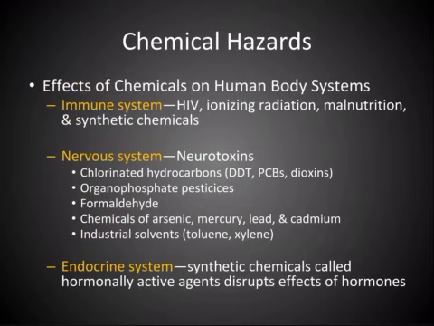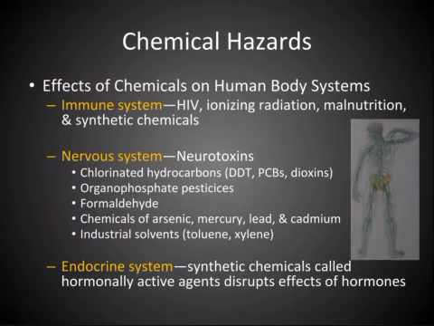Neurotoxins are what affects the nervous system. There's some examples there. The one that we've talked about in class is mercury, with mercury poisoning from the fish, especially in Minamata Bay of Japan. The reaction that we were seeing was people were having seizures or couldn't control their muscles because the mercury was affecting their nervous system. Endocrine system, there are synthetic chemicals like endocrine disruptors that can affect how your body produces hormones.